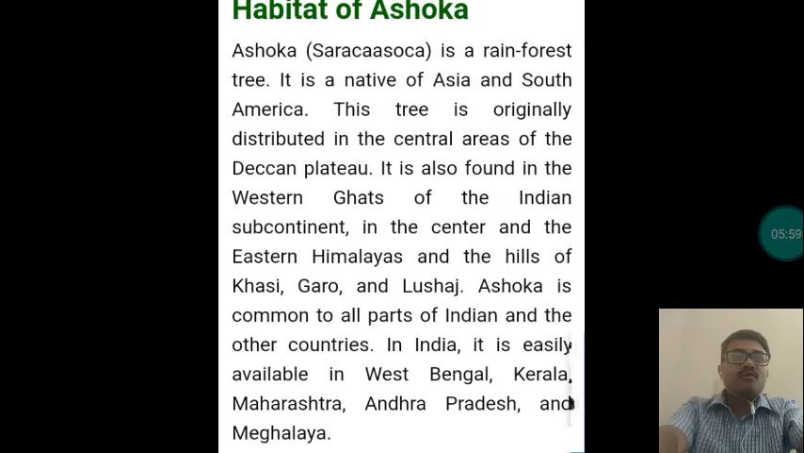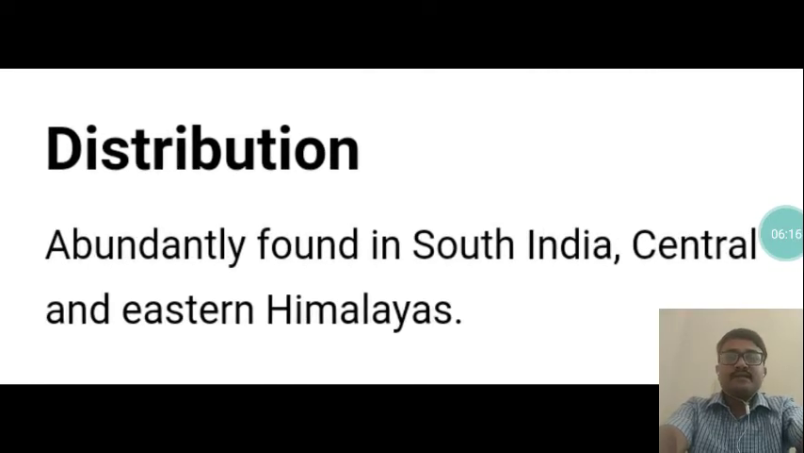Ashoka is common to all parts of India and other countries. In India, it is easily available in West Bengal, Kerala, Maharashtra, Andhra Pradesh, Meghalaya, as well as our Assam. It is abundantly found in South India, Central and Eastern Himalayas.